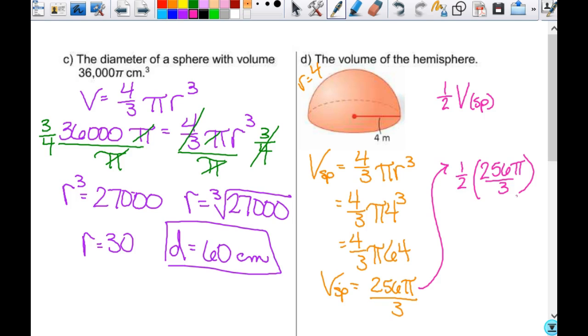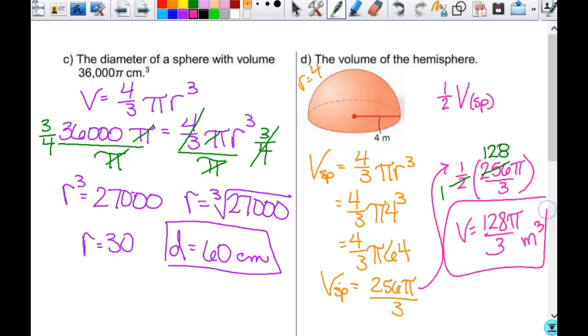But you're making more work for yourself. Instead, can you reduce before you multiply? Yes, 2 goes into 2 once and then goes into 256 how many times? 128. So in the end, your final volume then is 128 pi over 3 cubic meters. There you go. Everybody good with that?